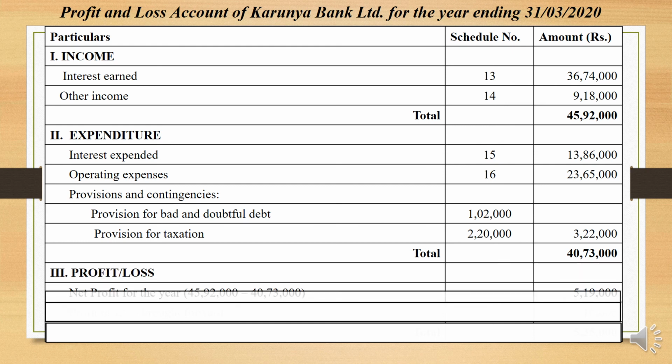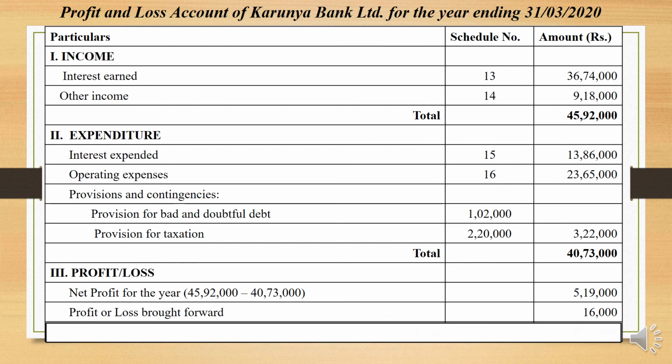Now let us find out the profit or loss. For current year's profit, we calculate that by deducting the current year's expenditure, including provisions and contingencies, 40,73,000, from the current year's income total, 45,92,000. So the net amount is 5,19,000. Then profit brought forward from the previous year, it is 16,000. If you see the problem, it is there, 16,000. So we get a total of 5,35,000. This is the total profit in your hand: 5,19,000 from the current year's profit and 16,000 from the previous year.